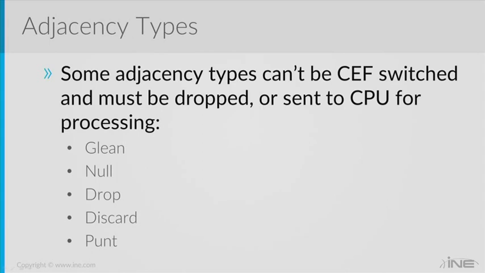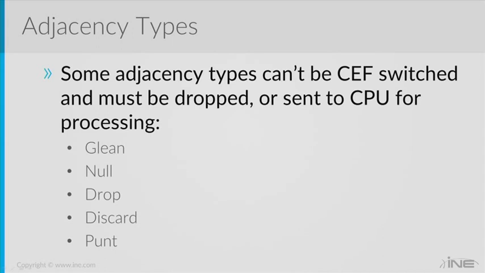A discard adjacency, that's typically created because we've got some sort of security policy like an access list that says drop anything matching this. So if I have a security policy that says drop any packets going to 90.90.90.77, that would create a drop adjacency for that particular host.